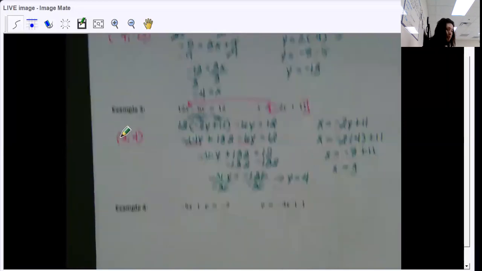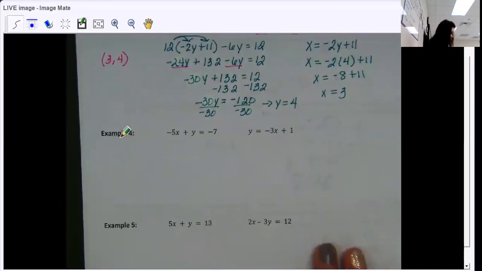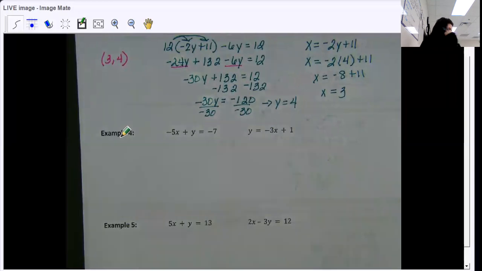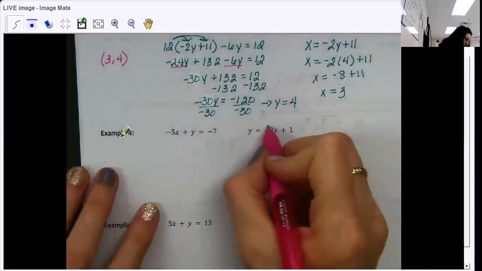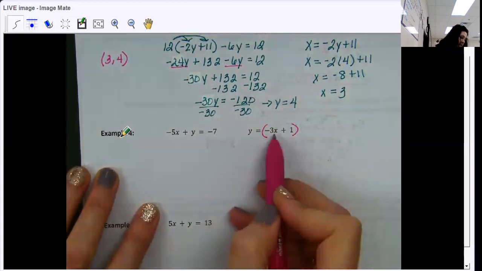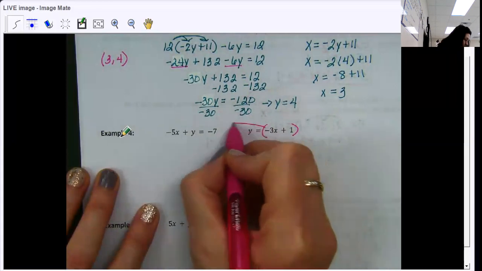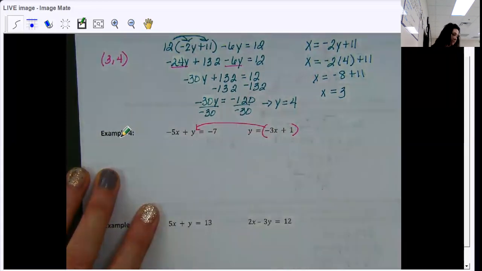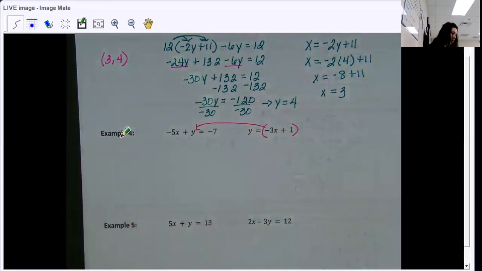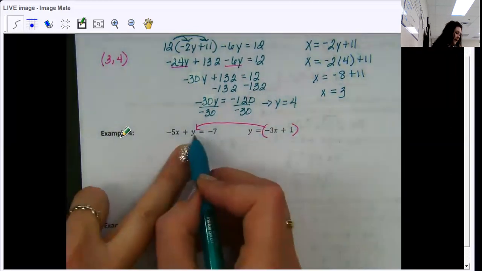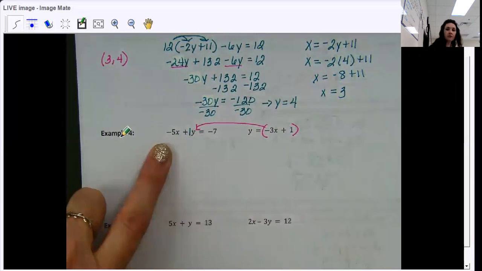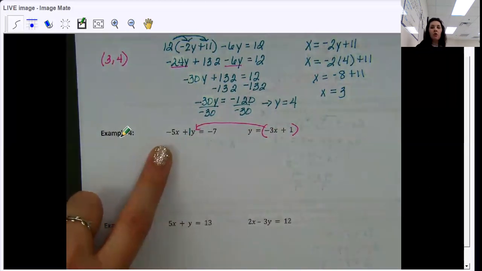Okay, let's go ahead and move on to example 4. So in this case, again, we have a variable isolated, negative 3x plus 1. That's what Y equals. So I will plug this into the Y over here. Now, one thing that I want you to know is that when Y is by itself over here, remember there's a 1 in front of it. So we're going to multiply that whole thing by a 1.